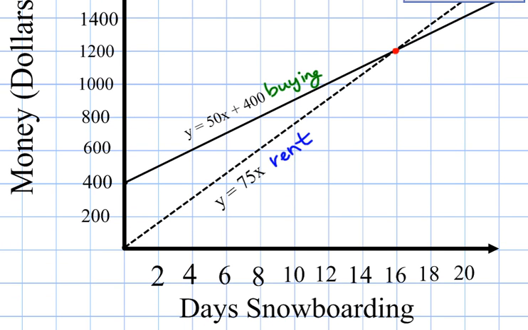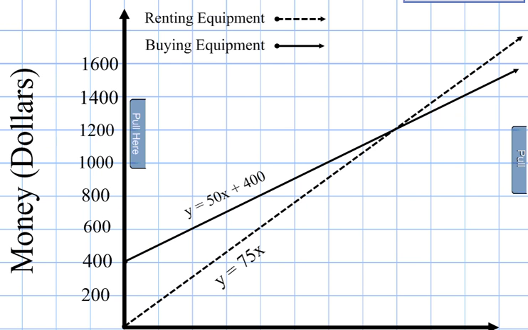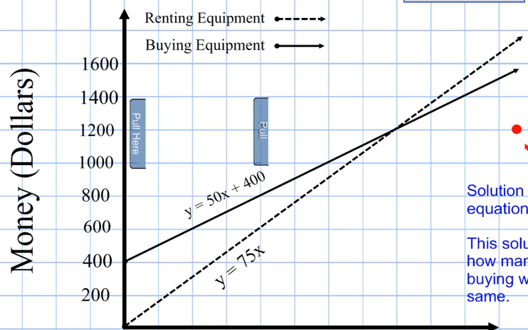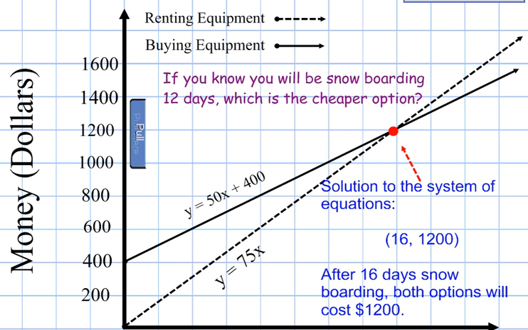And what is that point? That point is at 16, comma, 1200. That's where the plans are equal. So at 16 days of snowboarding, whether I rent or whether I buy, I'm going to be paying $1,200. The plans are exactly equal. There's the solution. The solution tells us how many days renting or buying would cost the same. And we just figured out that that actual point is 16, 1200.